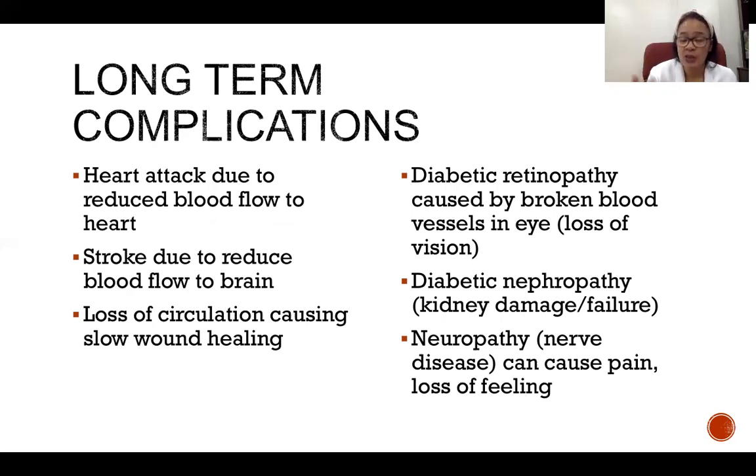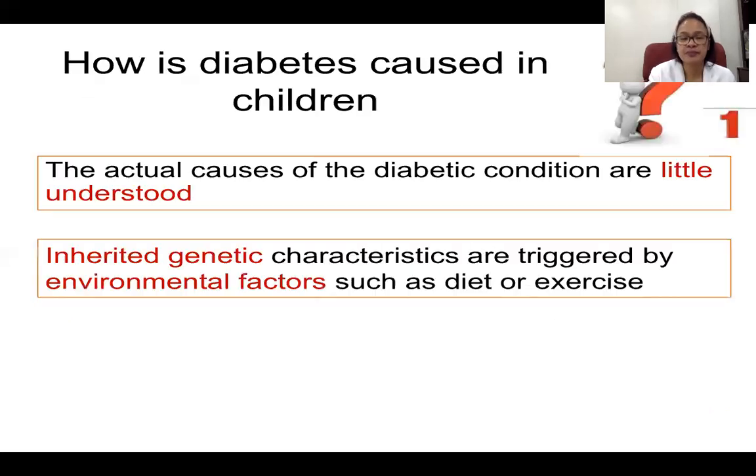Okay, and then as a consequence, it may even lead to stroke. And then poor wound healing. And then this is a multi-organ, it's a multi-system problem. So patients may have retinopathy, there would be nephropathy, they may have neuropathy, and so on. Okay. So in children, how is diabetes caused?